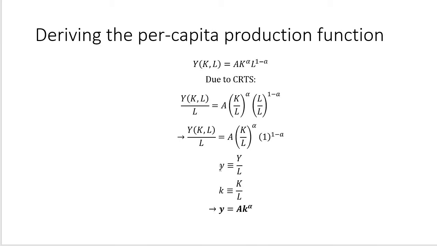And 1 to any power is equal to 1. So finally, we introduce new variables, small y as per capita production, or total production divided by the stock of labor force, and small k, or capital per worker ratio, or the stock of physical capital divided by the number of workers in the labor force. And this is what we get. So this is our per capita production function.